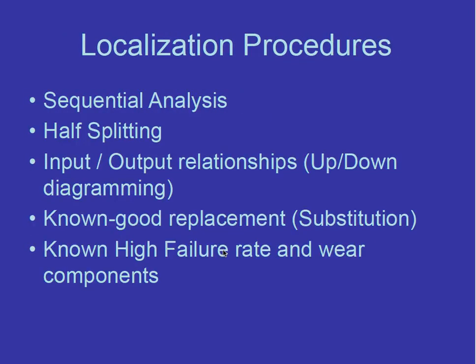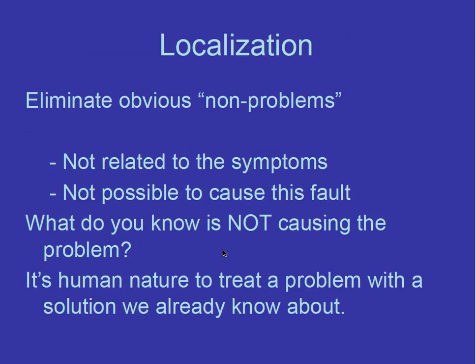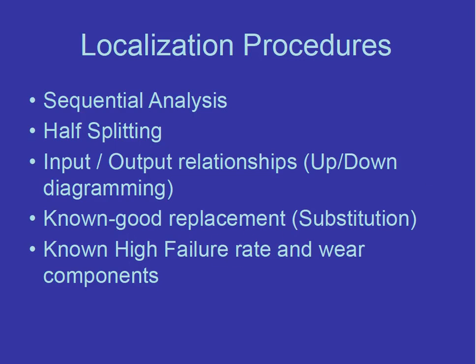Now, in this localization you should also check for customer modifications, if there may be a reason that something is connected incorrectly and that may be causing a problem. So look for that. And then you have localization procedures. So these are the different ways you can do the localization: sequential analysis, splitting, input output relationship, known good replacement, substitution, where you substitute the old component with the new one, and known high failure rate and wear components. So these are some of the procedures you can follow.